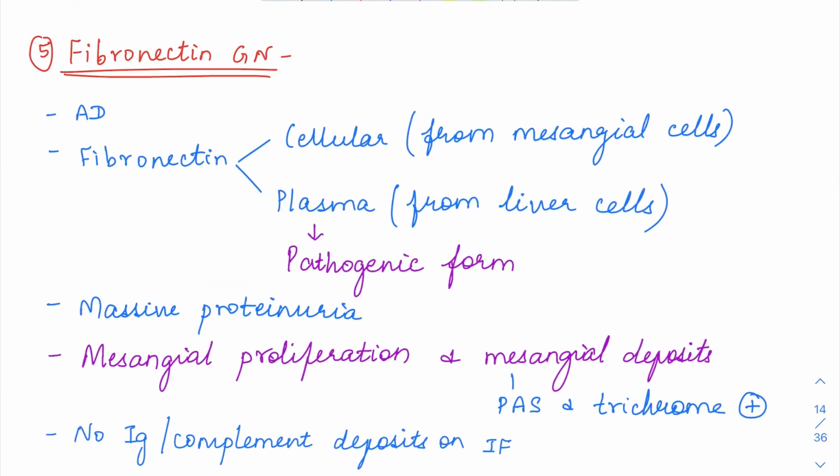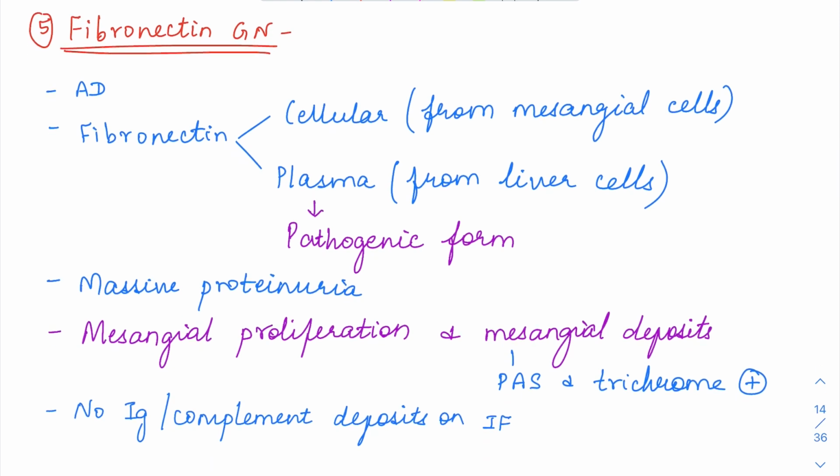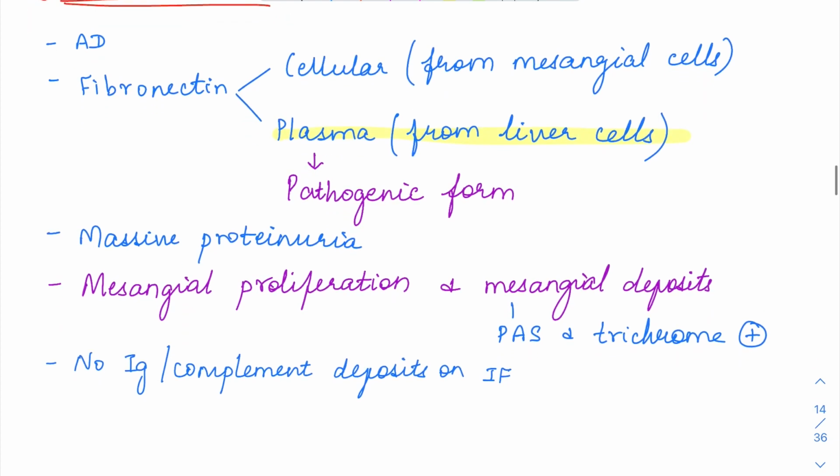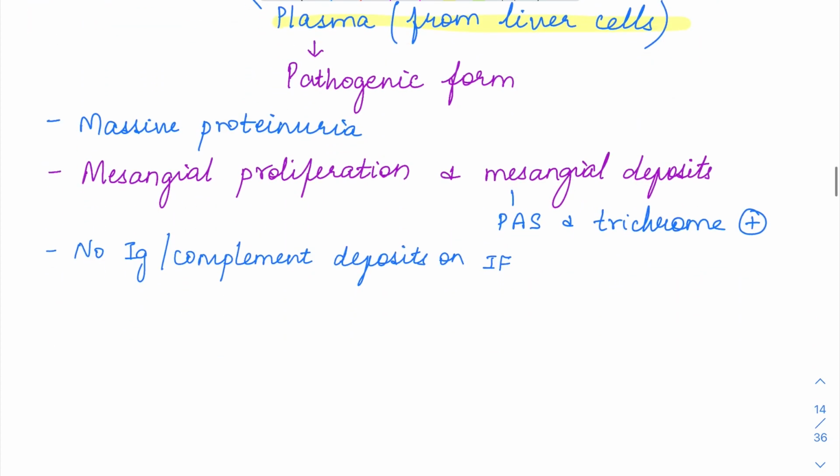Then we'll see about fibronectin glomerulopathy. Here it is an autosomal dominant kind of disease. There are usually two forms of fibronectin: a plasma derived form and a cellular derived form. The cellular form is produced by the mesangial cells, and the plasma form of fibronectin is derived from the liver cells. This plasma form is going to be the pathogenic form involved in fibronectin glomerulopathy.